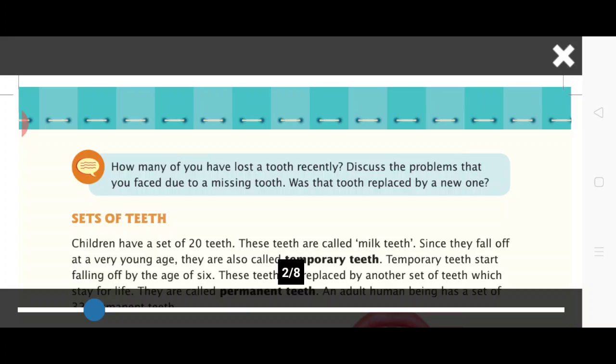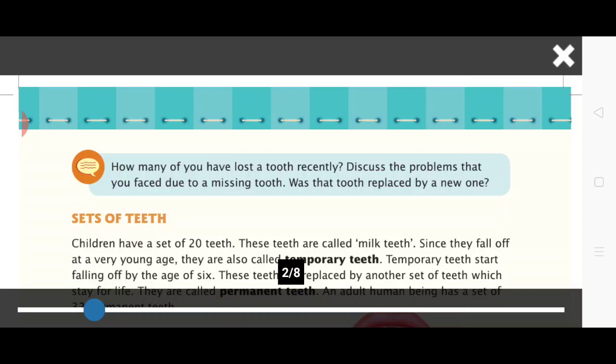Teeth bite and chew food so that it is small enough to be swallowed. A toothless person, say a 2-month-old baby, cannot eat an apple or a chapati. Teeth help us to form words so that you can speak properly. So students, if you don't have the teeth, then we would not be able to whistle.